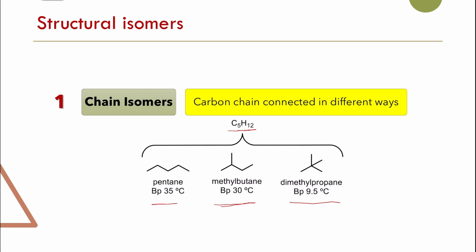As you see here, there is a difference in the chain connection. The 2-methylbutane is also called isopentane. They have the same formula, but they are completely different compounds, and they have different physical properties. The boiling points between them are completely different. The arrangement of the chain is different, and the physical properties are also different because they are different compounds. These are the chain isomers.